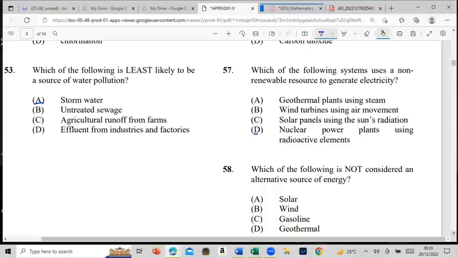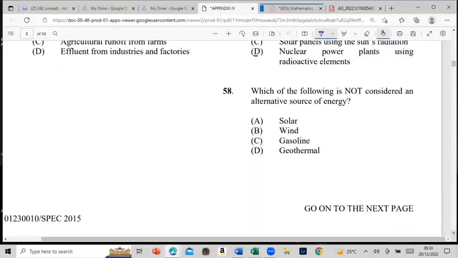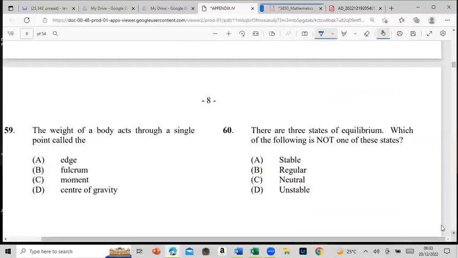Alright, let's move on to 58. And then we only have 2 to go after this. Which of the following is not considered an alternative source of energy? Is it A. solar, B. wind, C. gasoline, or D. geothermal? And that would be C. Let's move on to 59 and 60.